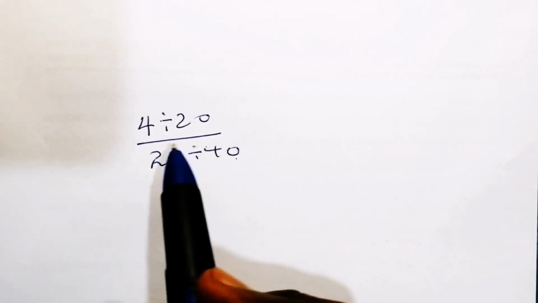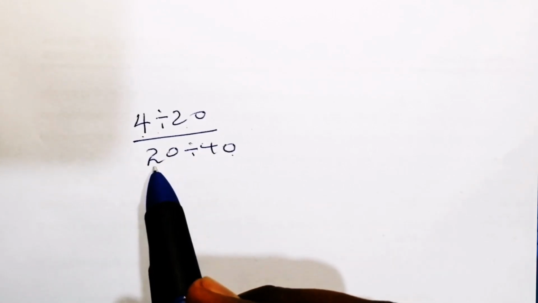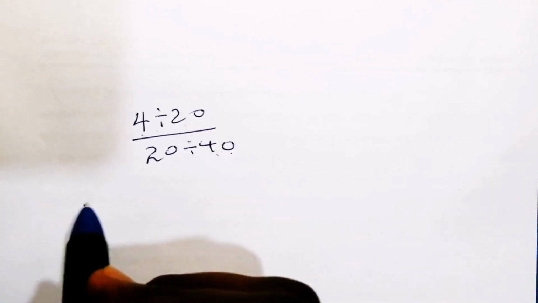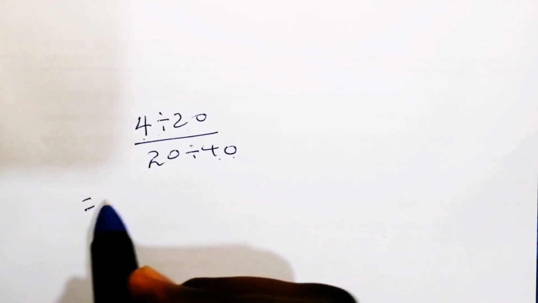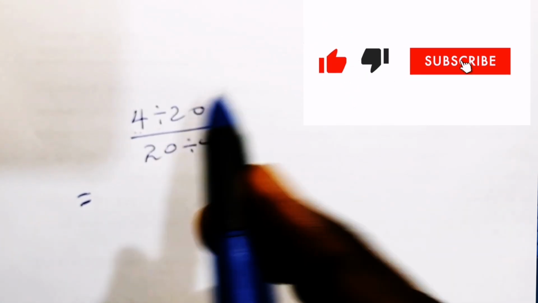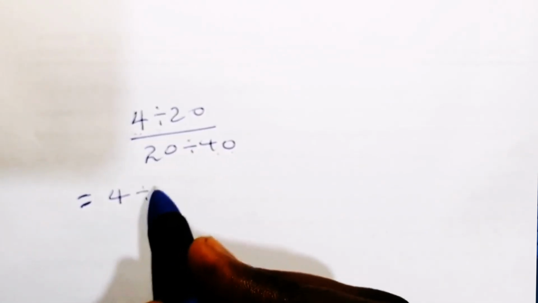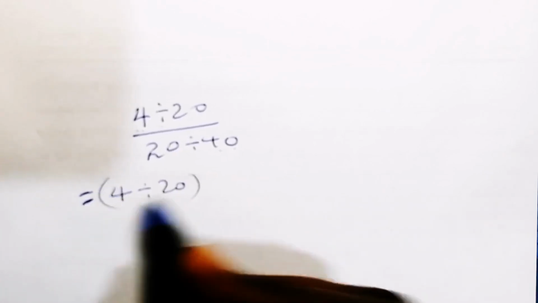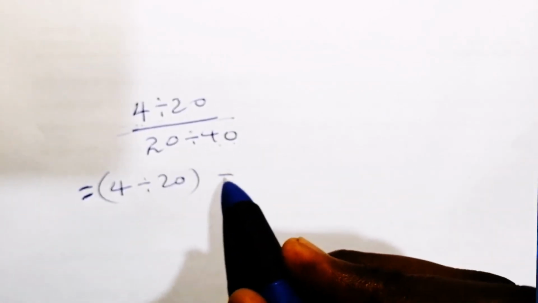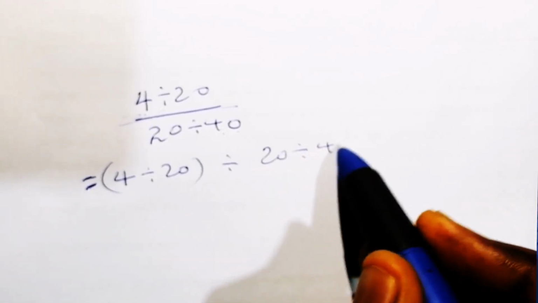Okay, so 4 divided by 20 over 20 divided by 40. Okay, let us see each. Let us see it one by one. 4 divided by 20 means 4 divided by 20. Okay, and divided by over means divided by. So 4 divided by 20 divided by 40.